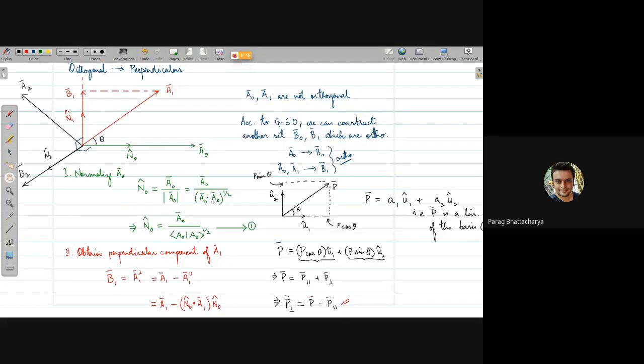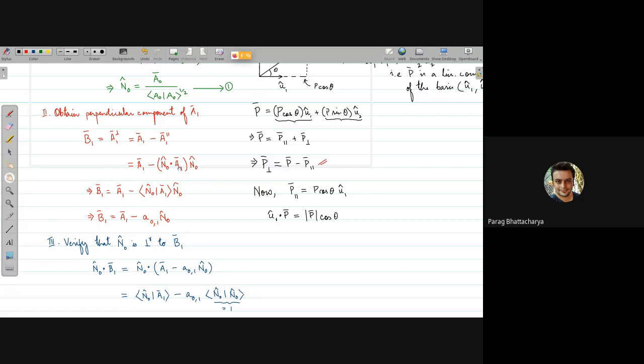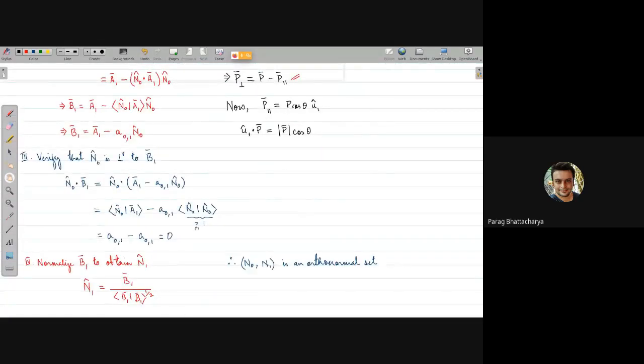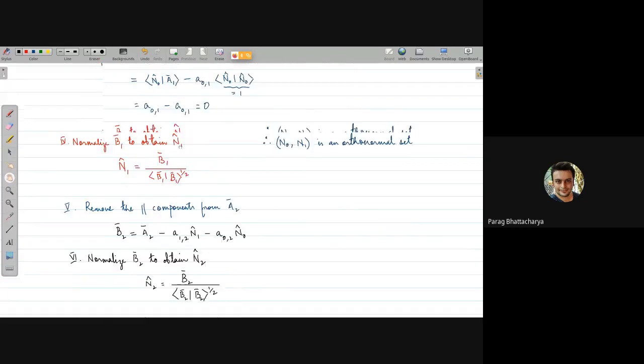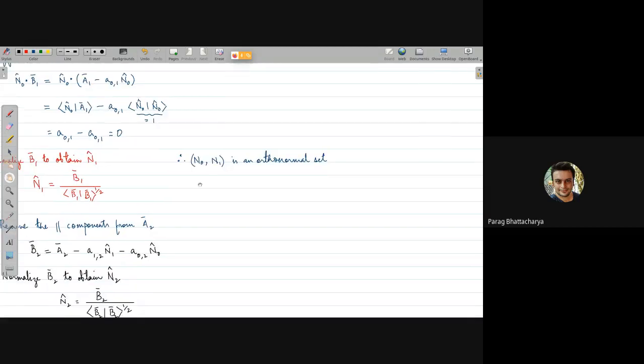So first you get N0, and from there, using this N0 and A1, you can obtain B1. Normalize this, you get N1. Then from these two, N0 and N1, you subtract these two components from A2, you get B2, and then normalize this. So with that, we will get this one. So now we have an orthonormal set.